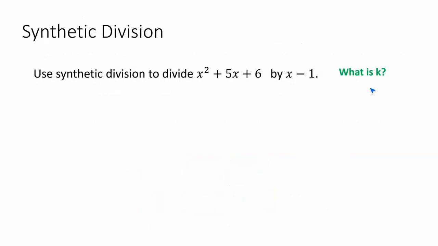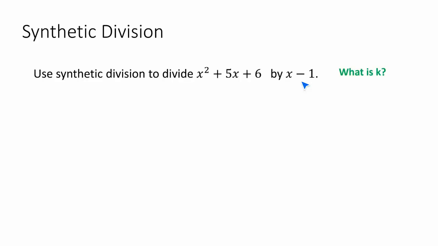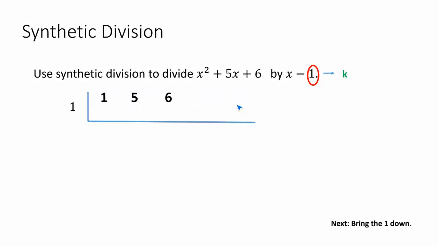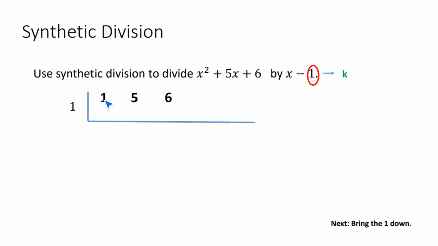In this example, what is k? Here's my dividend and here's my divisor. We're trying to find out what k is. So k is going to be 1. Now our next step is to write down our coefficients. In front of x squared is a 1, and in front of the x is a 5. Then we have a 6.